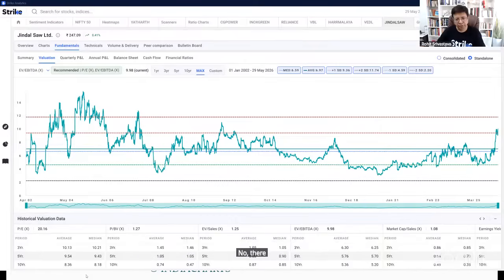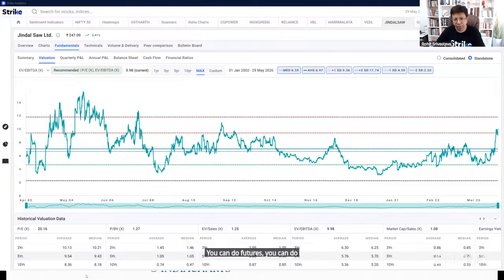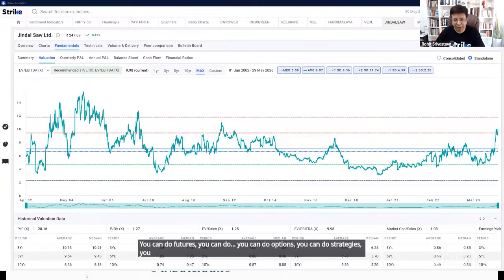No, there is no restriction to not do it in futures. I'm probably explaining it for options because of the general demand for people to trade that particular security. It's basically timing the Nifty. Once you've timed the top or a bottom, you can do futures, you can do options, you can do strategies, you can do anything, actually speaking.